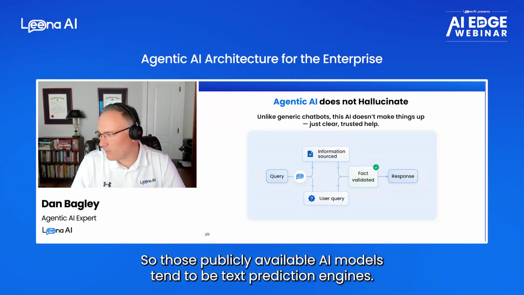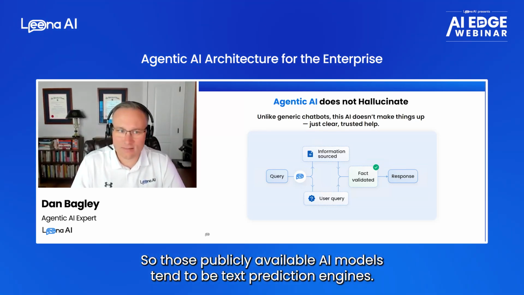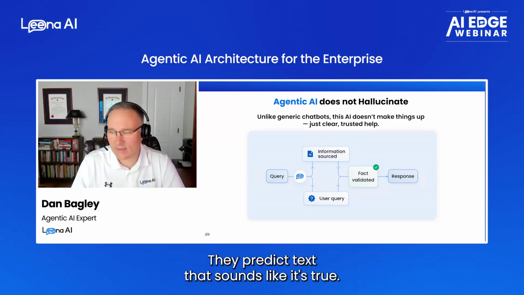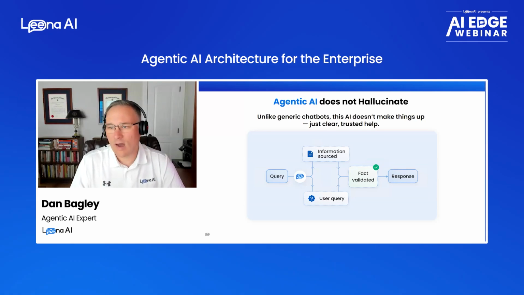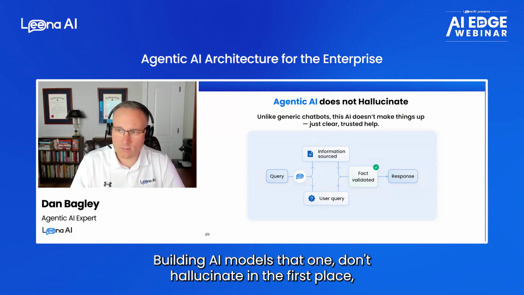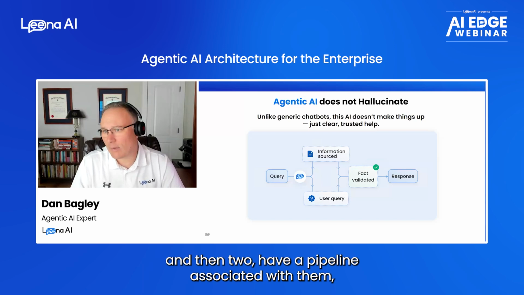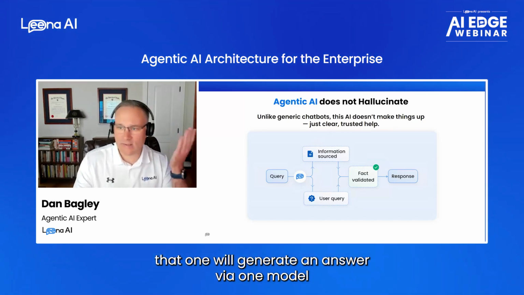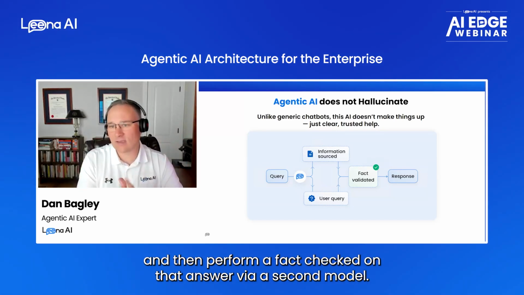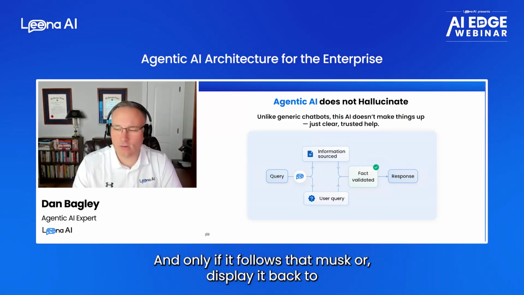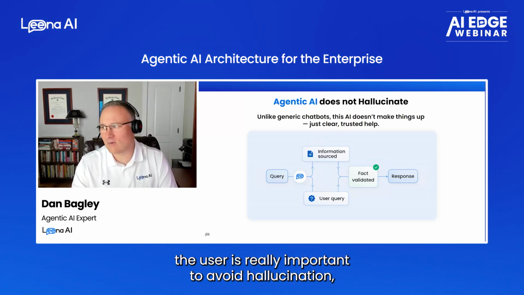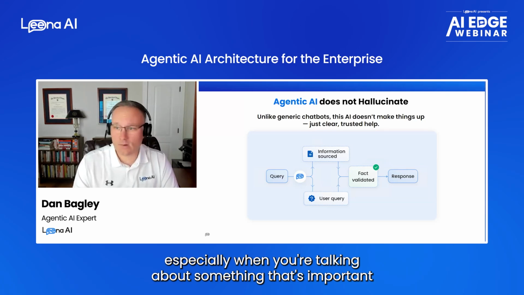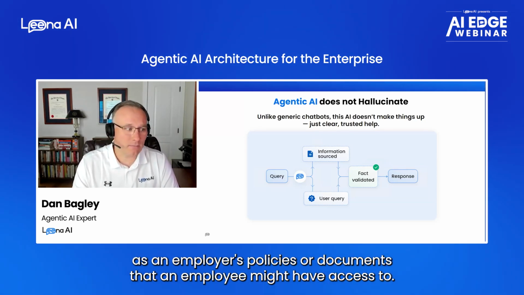So those publicly available AI models tend to be text prediction engines. They predict text that sounds like it's true. It's compelling when you read it, but isn't necessarily true. So building AI models that, one, don't hallucinate in the first place, and two, have a pipeline associated with them that will generate an answer via one model and then perform a fact check on that answer via a second model, and only if it passes muster, display it back to the user, is really important to avoid hallucination, especially when you're talking about something as important as an employer's policies or documents that an employee might have access to.